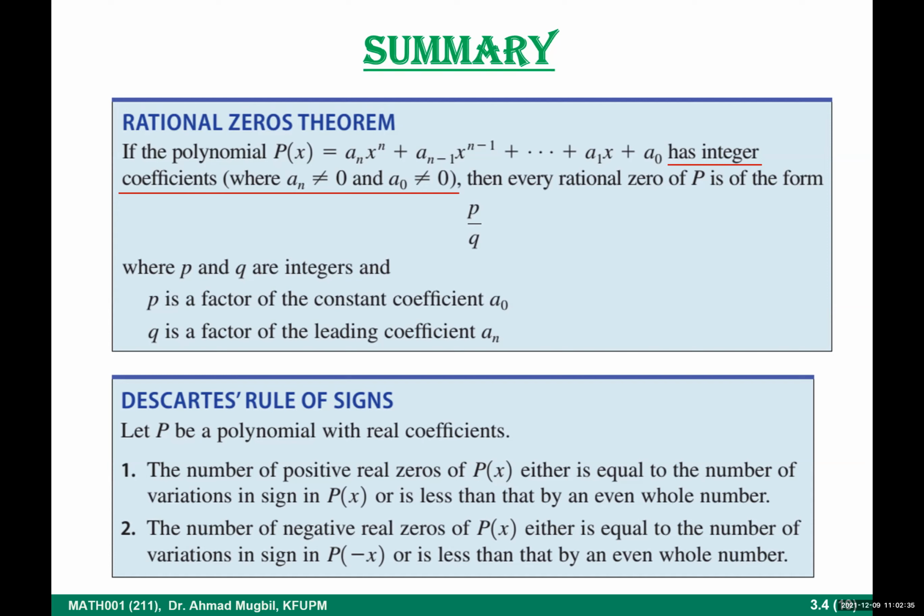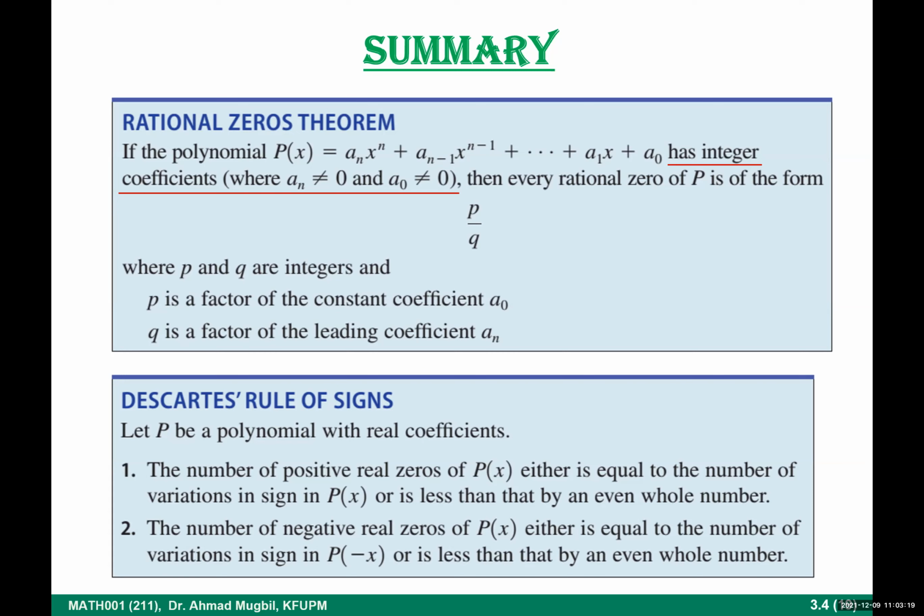To reduce the effort and time of calculating the possible rational zeros, you can use the Descartes rule of signs. What does it say? If you have a polynomial with real coefficients, not necessarily integer, the Descartes rule of signs is about real numbers, but the rational zeros theorem is only about the rational real zeros. The number of positive real zeros, whether rational or irrational, is equal to the number of variations in sign of the polynomial, or less than that by an even number.